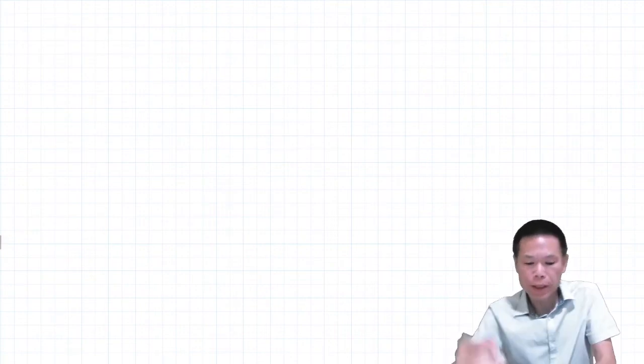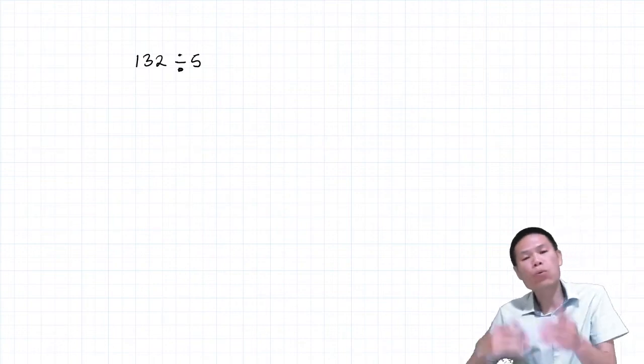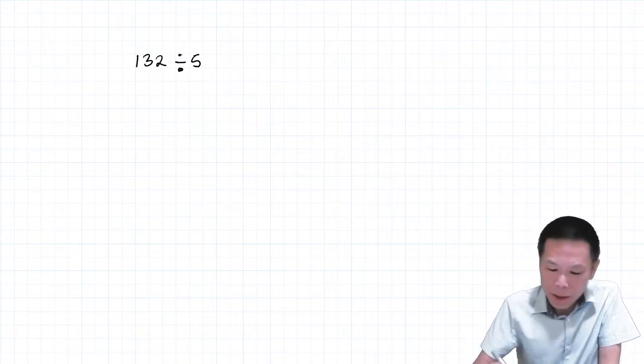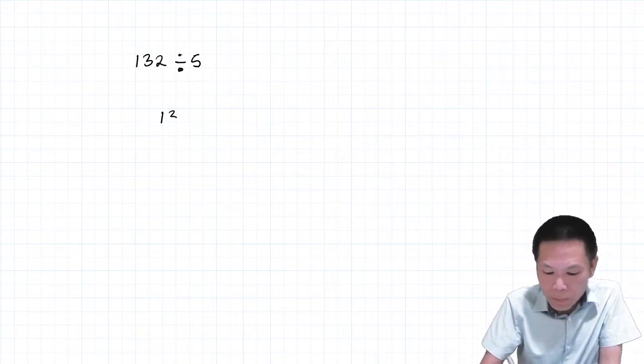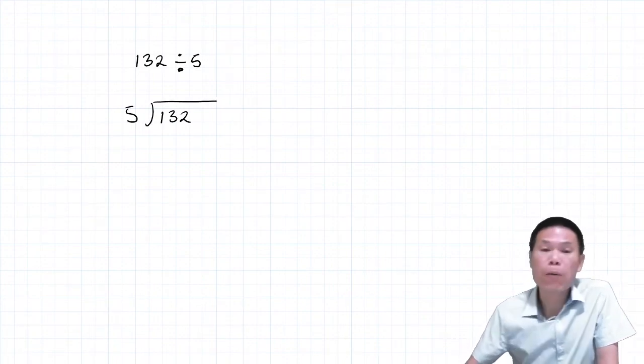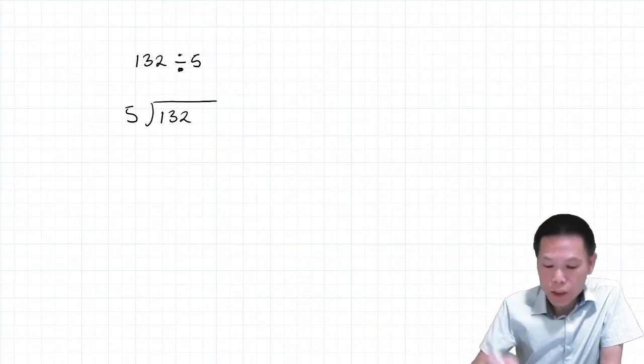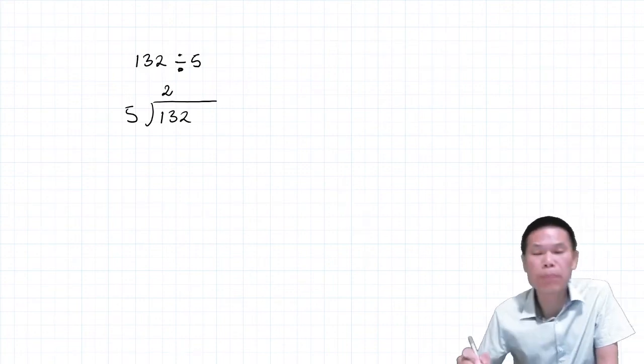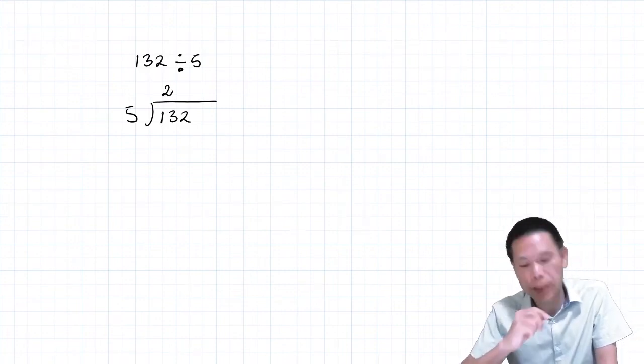Let's say 132 divided by 5. Let's work it out by using long division. 132 we divide by 5. Now 5 goes into 13 two times, and 2 times 5 is 10.